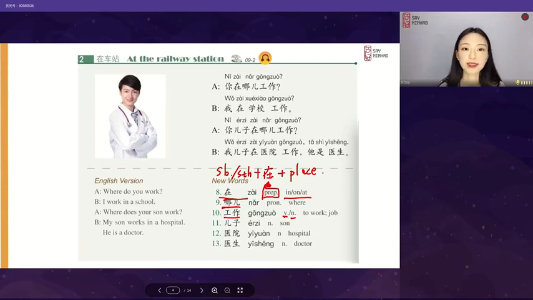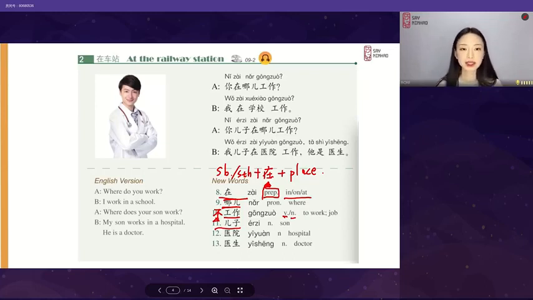Okay, now if I say 不工作, then in this phrase 工作 is noun or verb. It is a verb. 不工作 means don't work. If you want to say don't work, then you just need to put 不 before 工作. So just try to make a sentence. I don't work. Then it is 我不工作. Okay, very good.